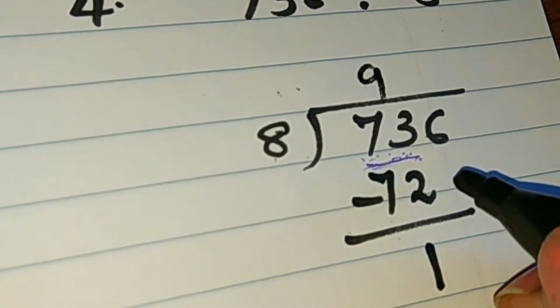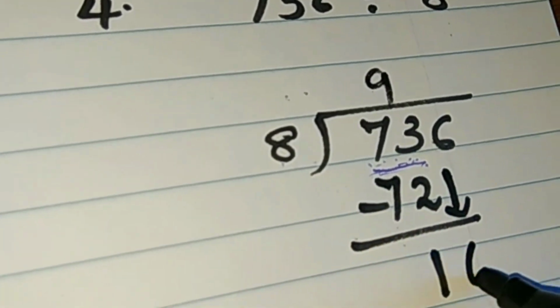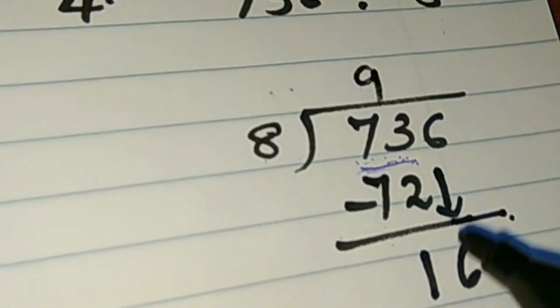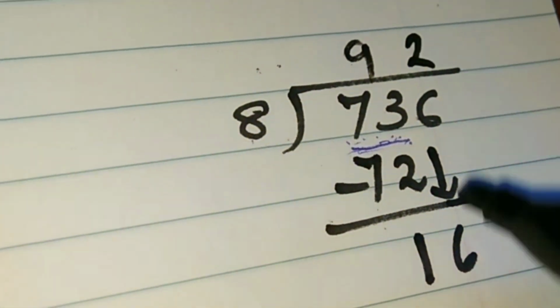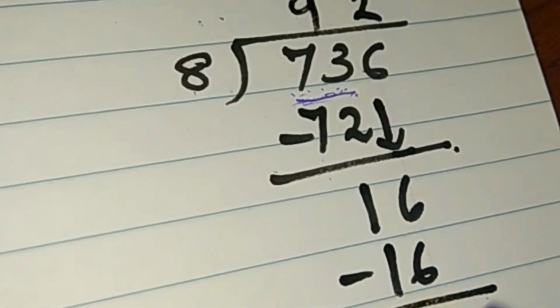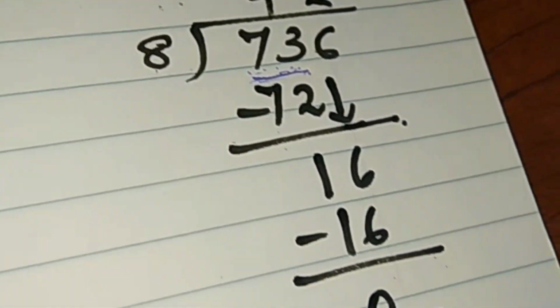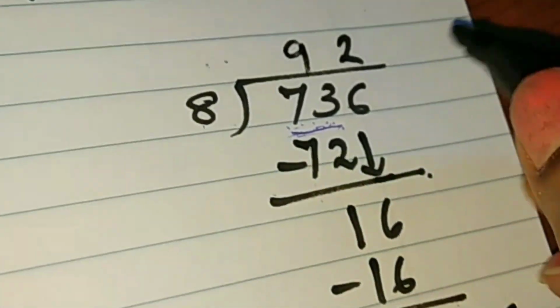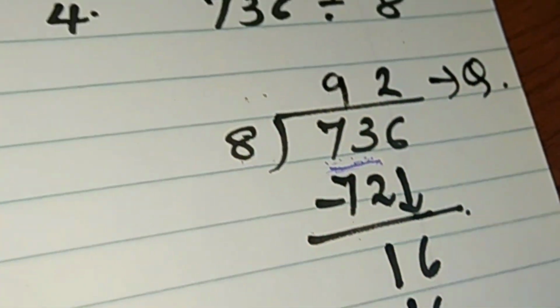Now we have got 1, and we have to bring this 6 down. Now we all know that 8 times 2 gives us 16. So in this case also the remainder is 0 and the quotient is 92.